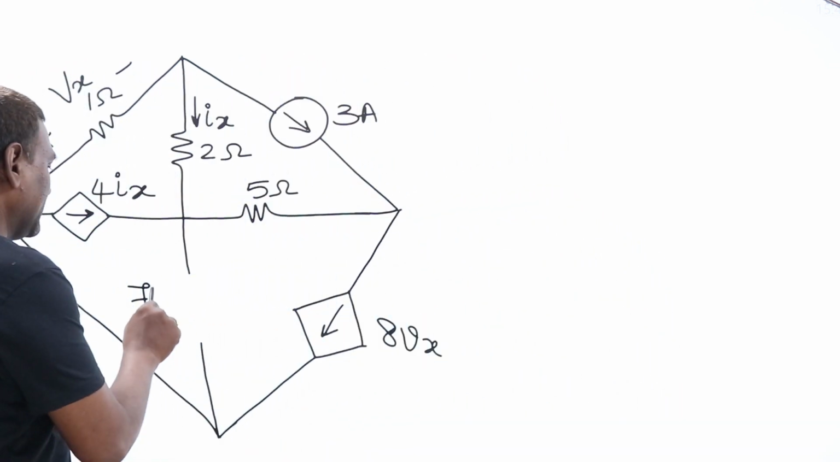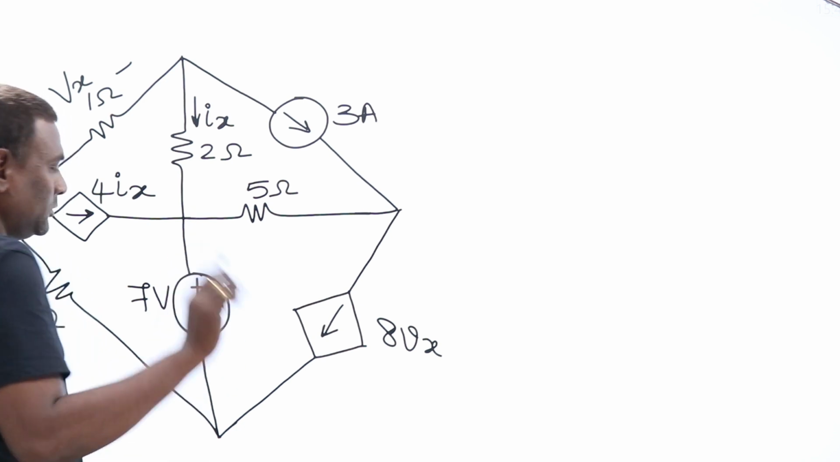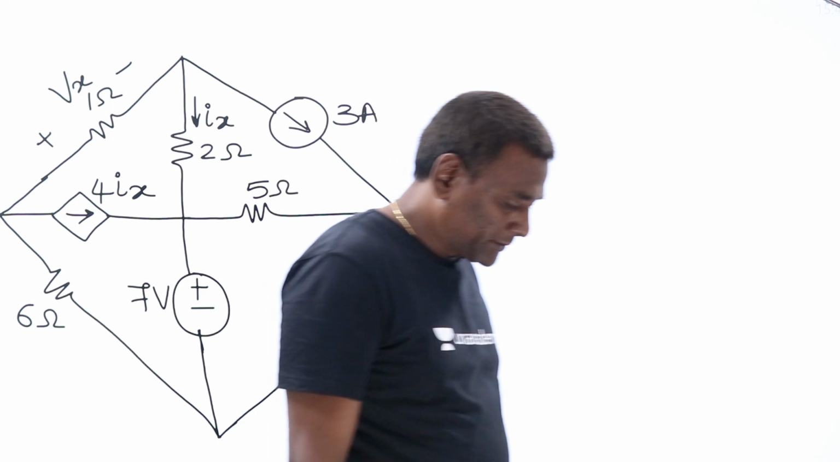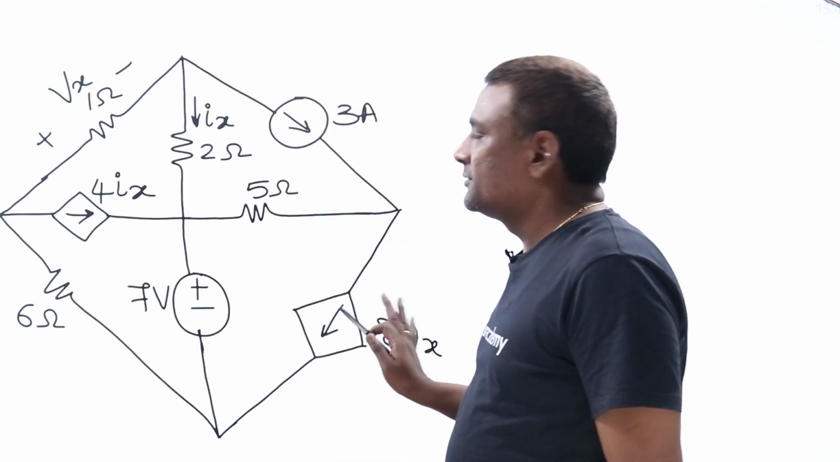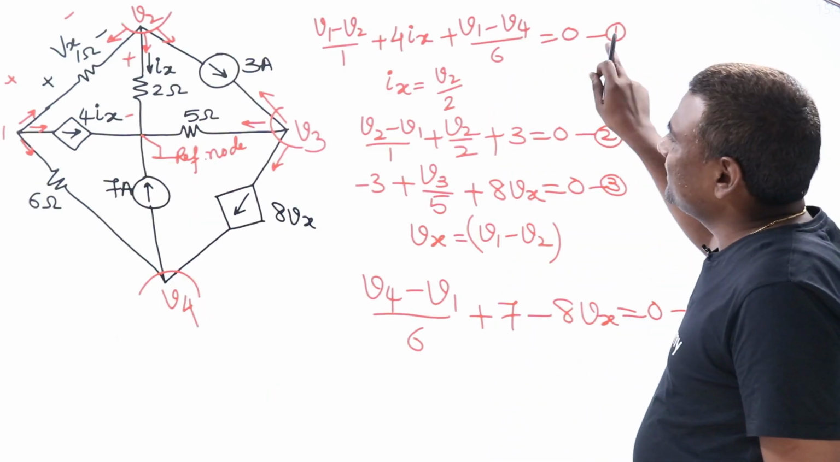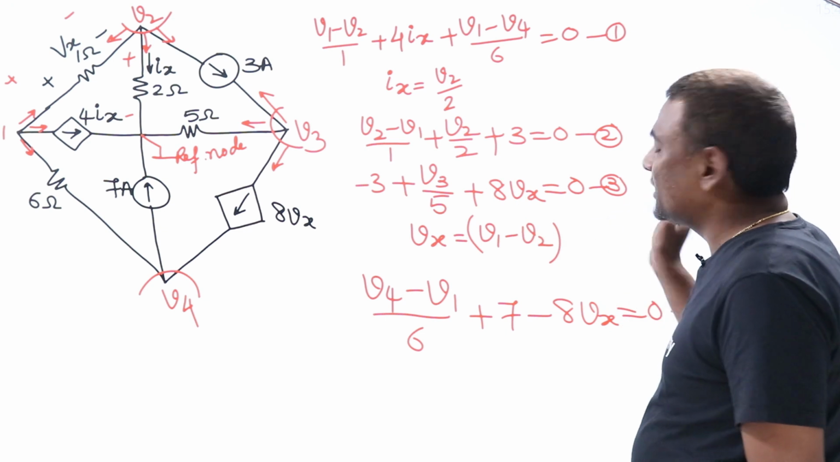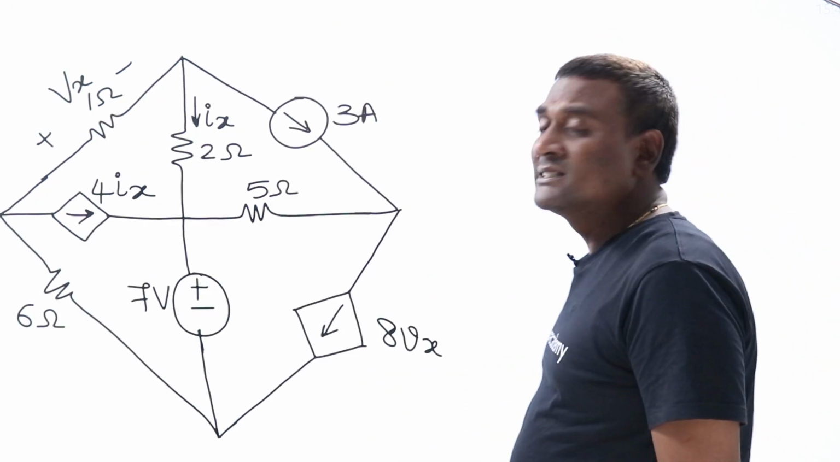Let me think of connecting a 7 volts voltage source. Okay. Now let us try to apply the same. All equations will not be changed. If you think of these equations, the first equation is going to be same, second equation is going to be same, third equation also is going to be same, because in the fourth equation only some variation will happen.